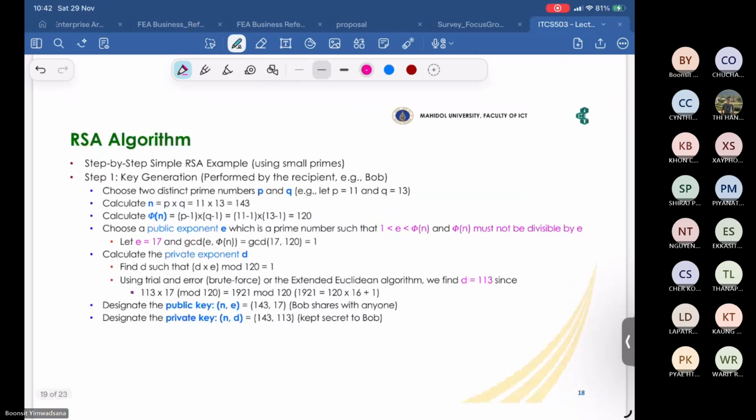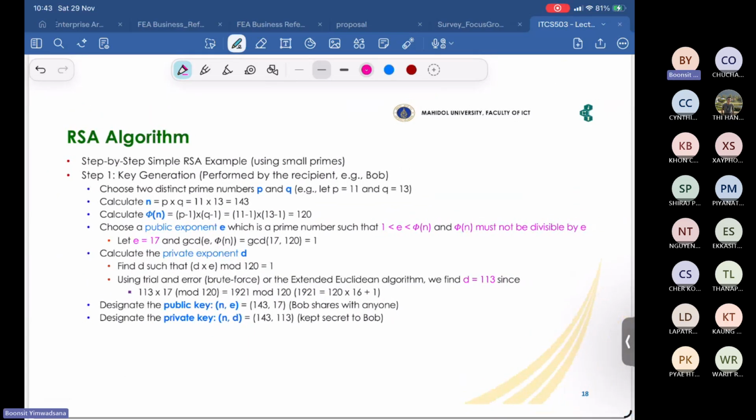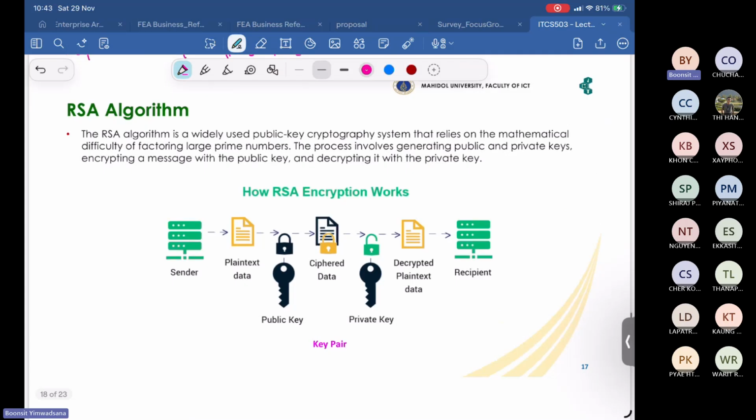So, the principle is that for the RSA algorithm, the word RSA comes from the names of three persons. So they combined these together to become RSA.